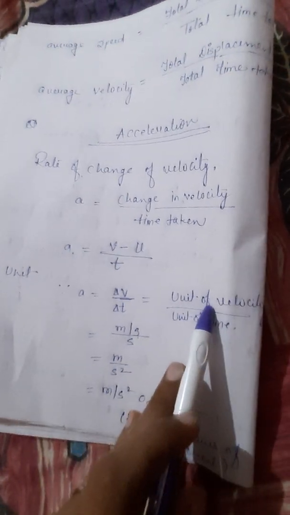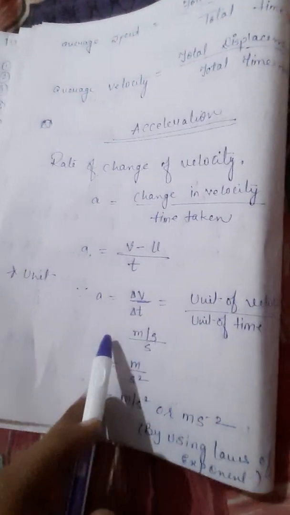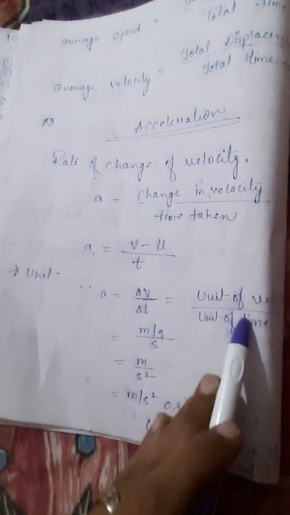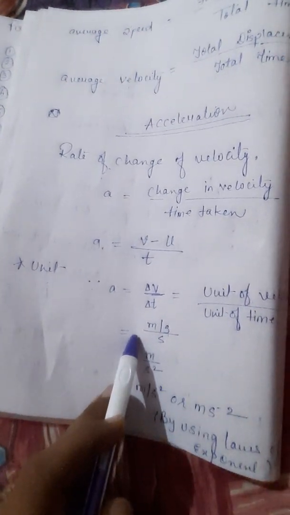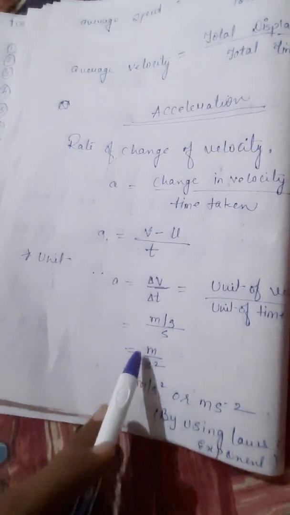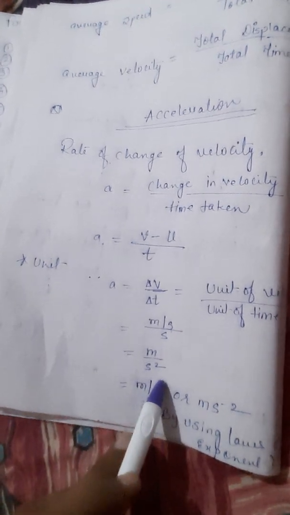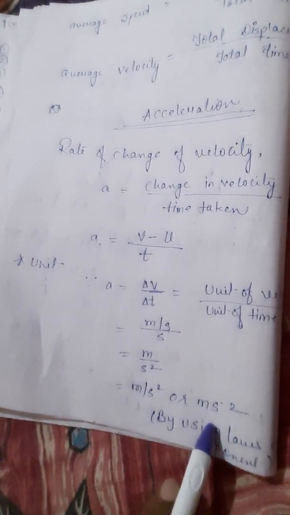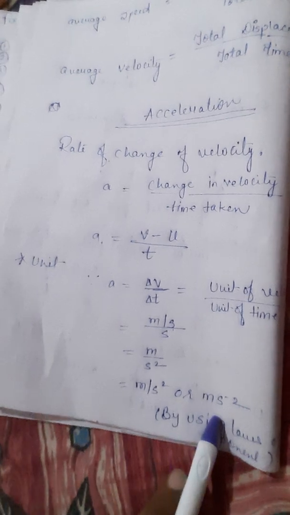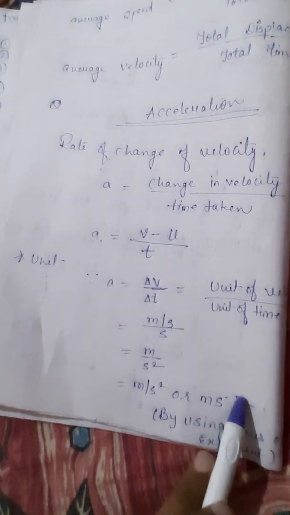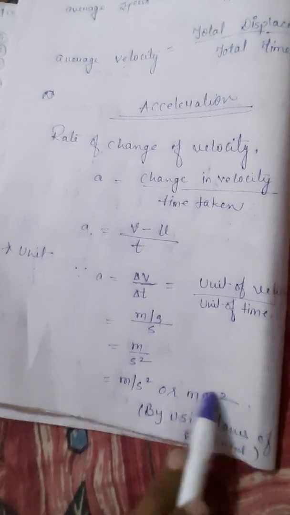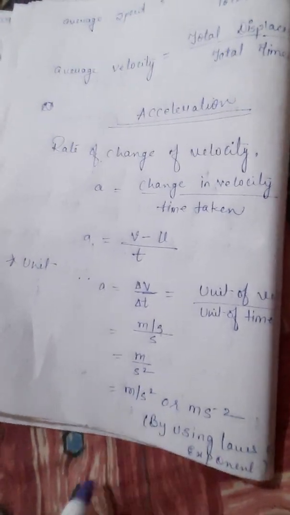What is the unit of velocity? Meter per second, and the unit of time is second. On solving it, we'll get meter per second square, or we can write it as meter second raised to the power minus 2. That we have done by using the laws of exponents.